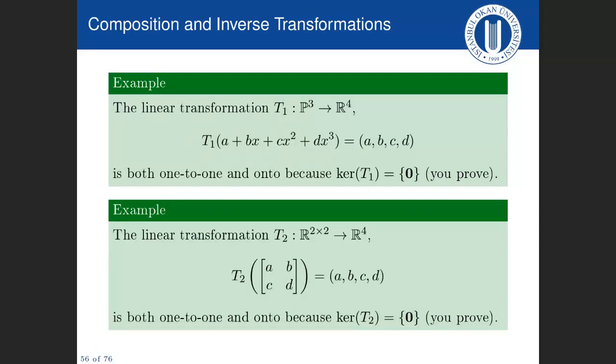Another example. Let's talk about the linear transformation T2, which maps R^(2 by 2), that's the vector space of all 2 by 2 matrices, to R4. And it maps the matrix with entries a, b, c, d to the vector (a, b, c, d). This is also 1-to-1 and onto because the kernel of this linear transformation is the set containing only 0. Why is it the set containing only 0? I leave that for you to prove.